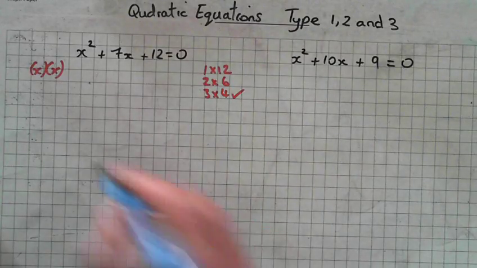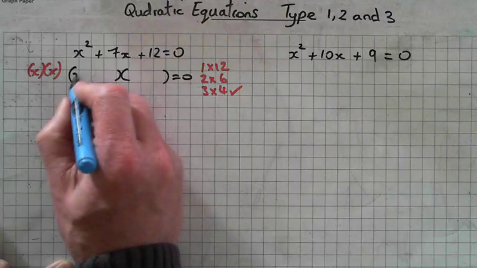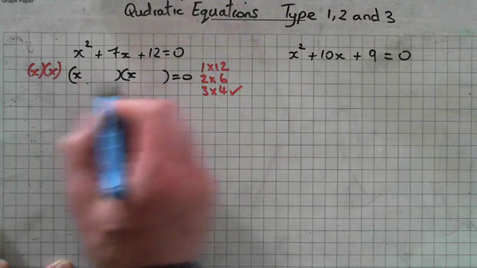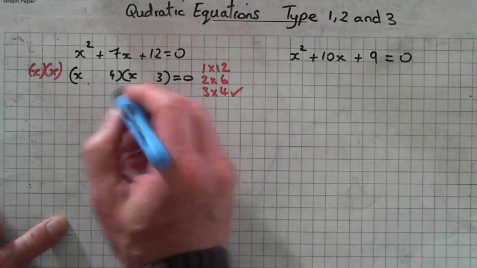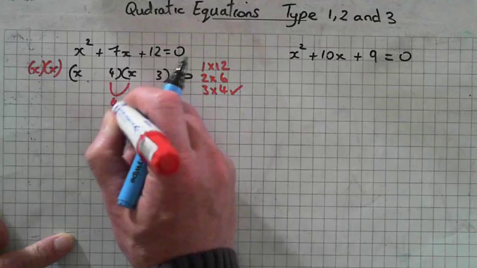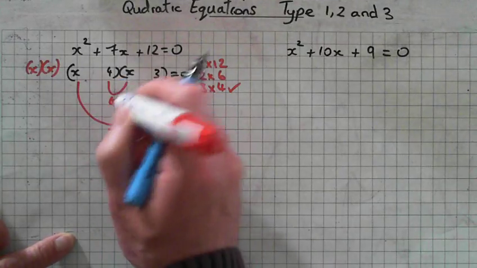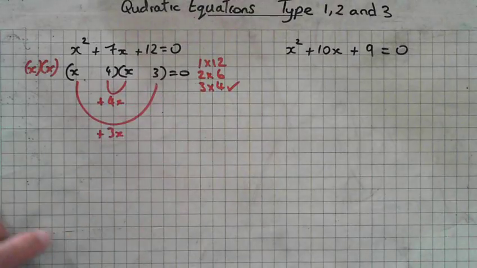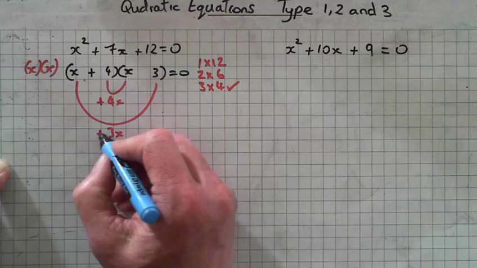Alright, so we go like this. We go x and x, 4 and 3. And how do we get a plus 7? We do the test. 4 times x is 4x, 3 times x is 3x. We need a plus 4 and a plus 3 to get a plus 7, don't we? The top sign goes left, this plus goes right.